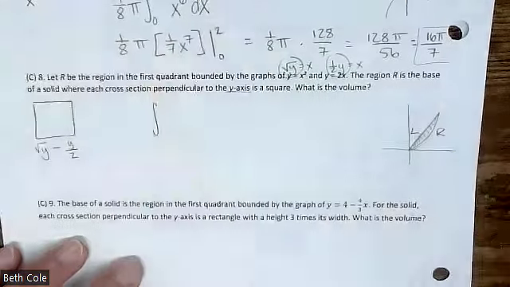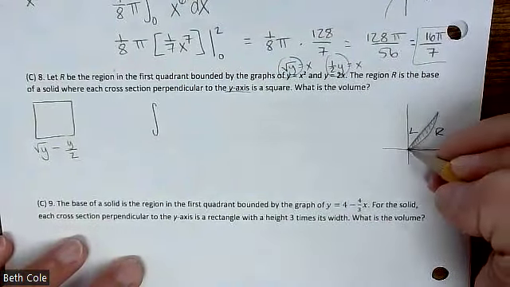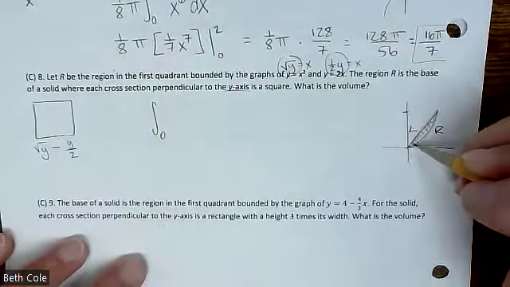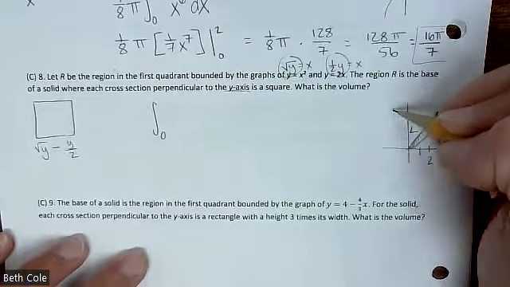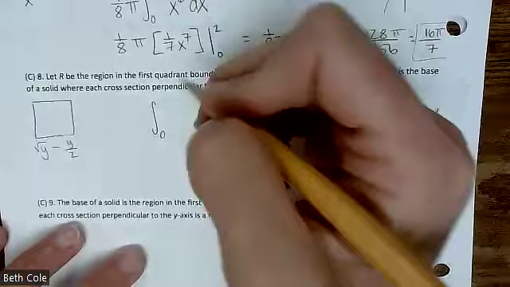What are your boundaries gonna be? Oh, I guess I didn't really label my picture. The lower one's gonna be 0. Where would these intersect? Yeah, this would be 2, but good. Your y value is gonna be 4. They intersect at 2, 4, but we want the y value.